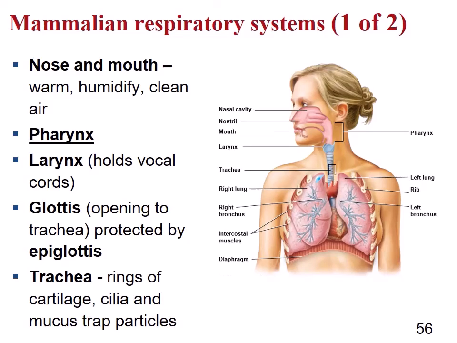Then you've got the pharynx, which is the fancy word for your throat. Then you have the larynx, which holds your vocal cords, and you have the glottis, which is the opening to the trachea, and that's protected by the epiglottis. Then you have the trachea, which has rings of cartilage, and also cilia and mucus to trap particles and sweep that mucus up. The cilia do the sweeping. The cilia sweep the mucus up to protect the surface of the lungs.